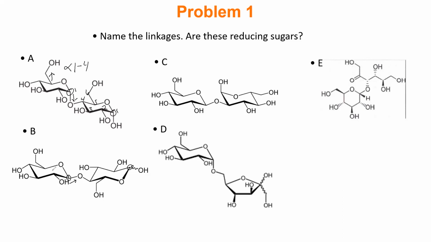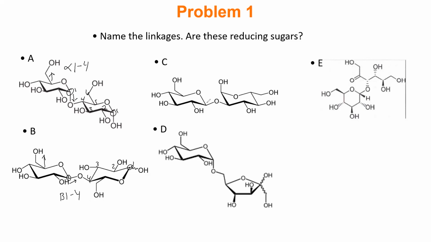So this is above the ring. The CH2OH is also above the ring. So this is a beta 1, because we're both in the same direction. And then count our carbons, 1, 2, 3, 4. This is beta 1, 4. So same numbering between A and B, just difference between alpha and beta.